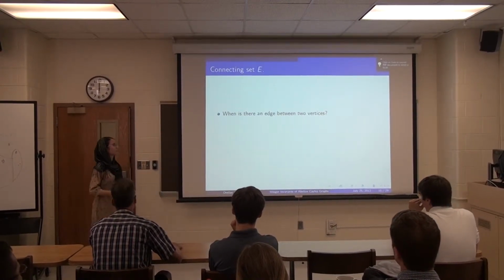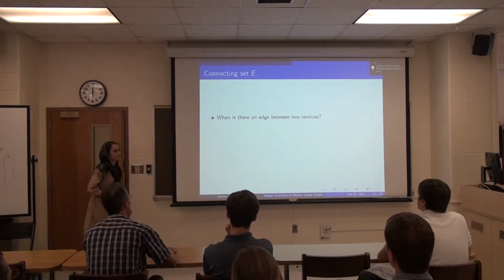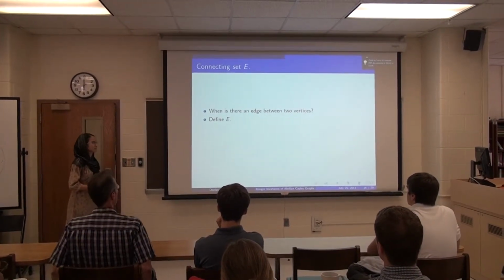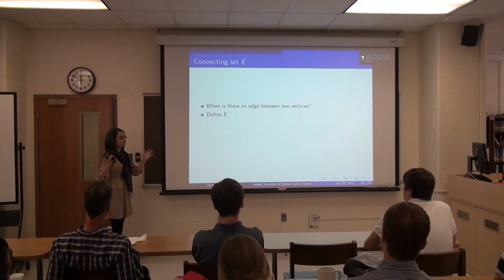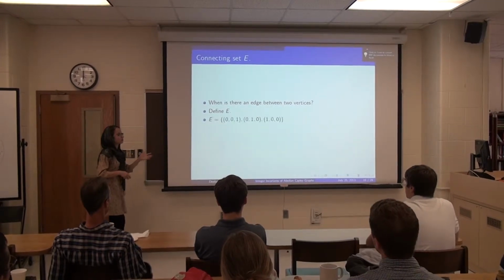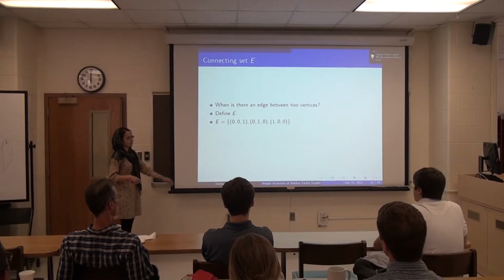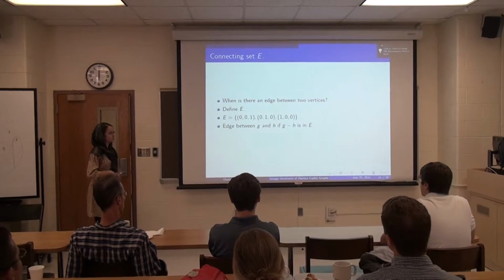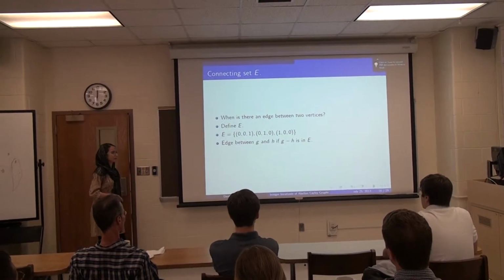And so the second necessary condition is we need our connecting set. Our connecting set tells us when there is an edge between 2 different vertices. And we're going to define the set to be the set of vertices such that all the tuples where you have exactly one component that is not the identity. So in the cube case, it would be these 3 vertices because only one of those components is not the identity, which is 0. And so an edge exists between 2 points if the difference between them lands in E, and remember the difference we're doing under mod 2 as well.